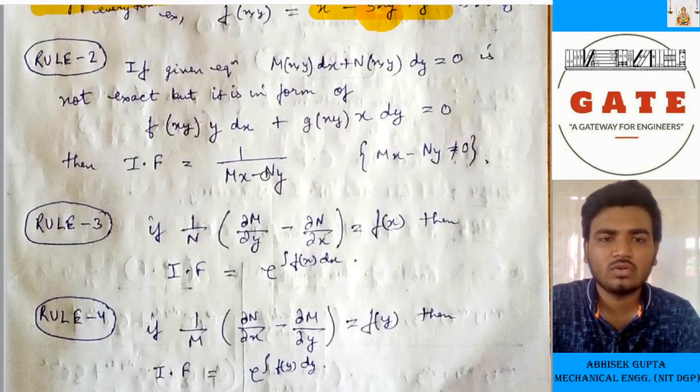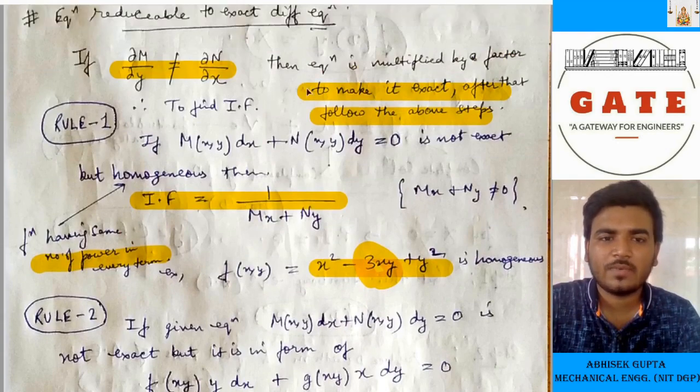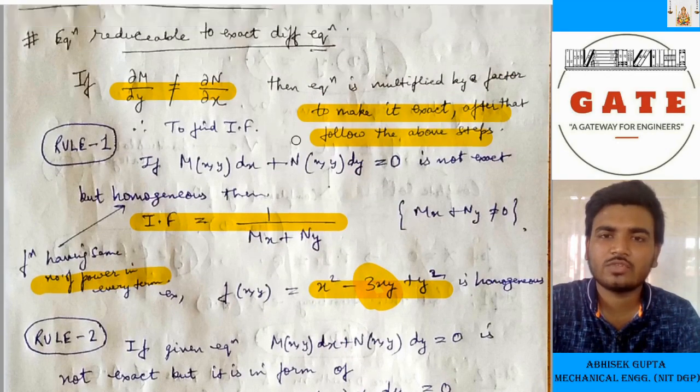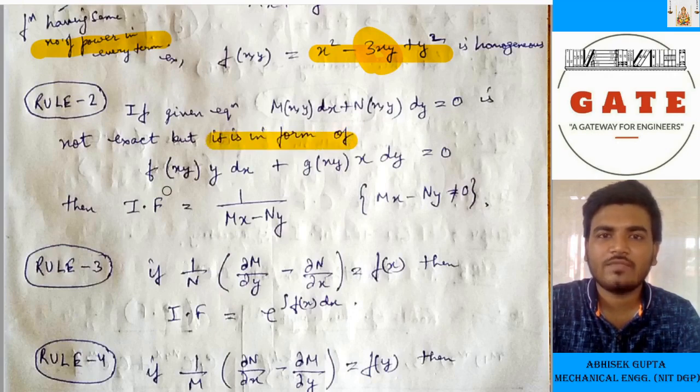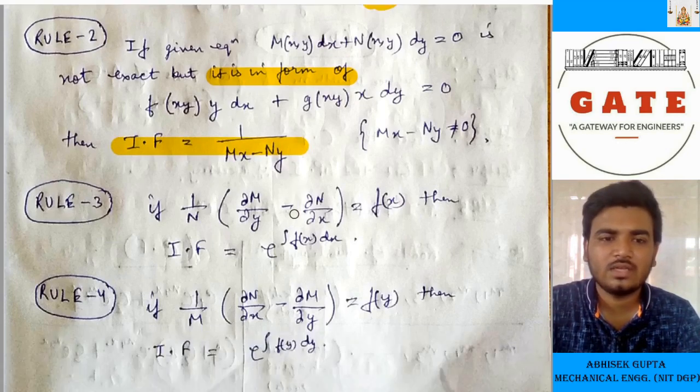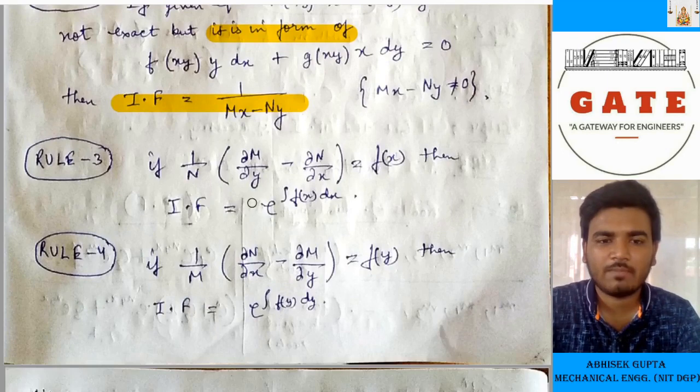Rule number 2: all this application will be clear if you solve the numericals. If M dx plus N dy equals 0 is not exact but is of the form f(xy) y dx plus g(xy) x dy equals 0, then the integrating factor will be 1 by (Mx minus Ny). Just by seeing the form of the question you can identify which rule to apply.